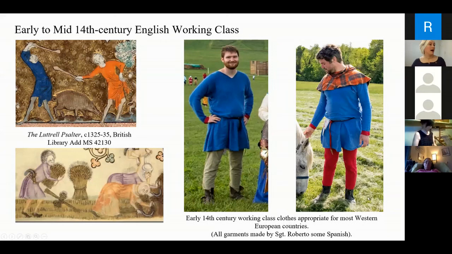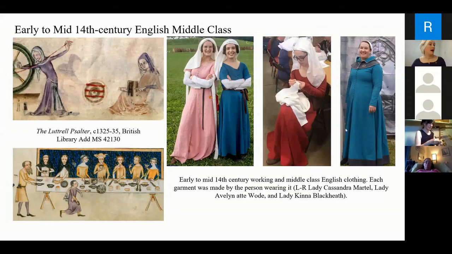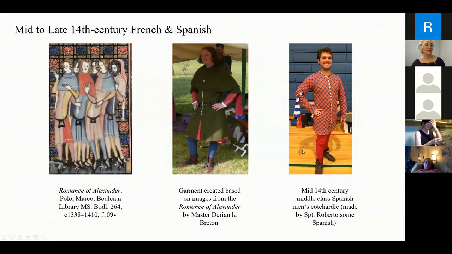For the early to mid 14th century, I have a lot of folks close to me that I've helped put into garb that have done English early to mid 14th century. So I have the comparison to the clothing that others have made. And then we have the same French image again here. And then this one was based on a 14th century Spanish image from, I think, the middle of the century.